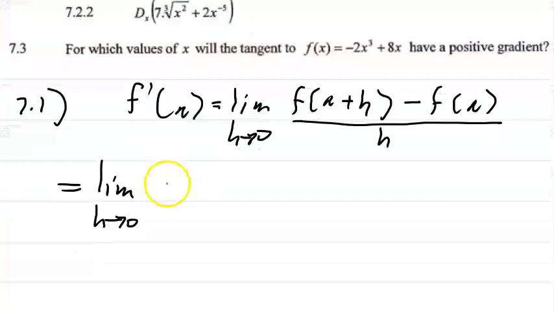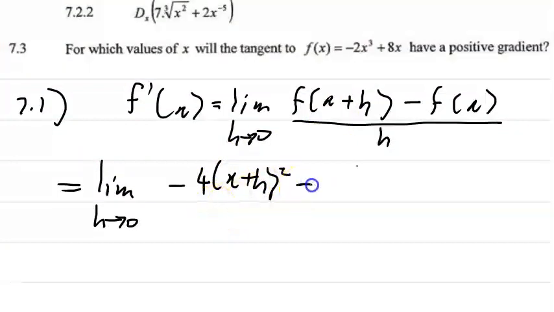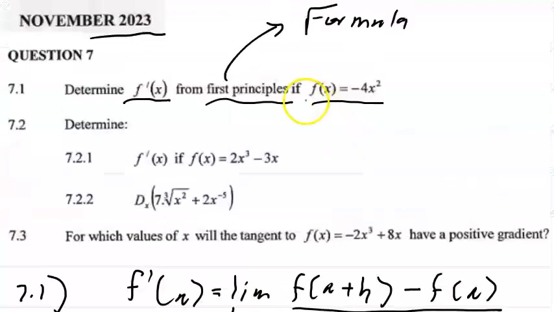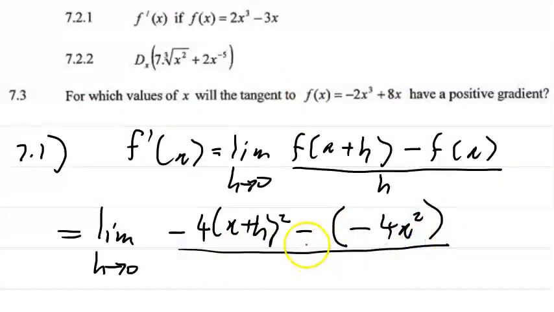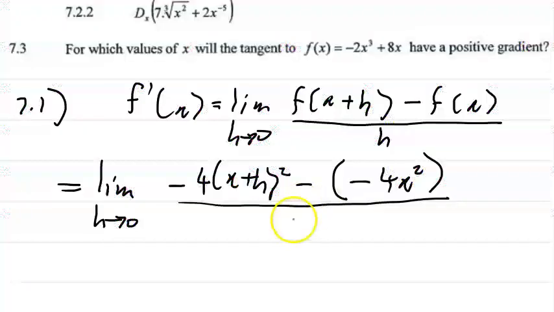So we got minus 4 into x plus h all squared minus f of x. So use brackets now. What is f of x? F of x is this, minus 4x squared. So write that down, minus 4x squared. Make sure you're using brackets because you can see what's going to happen here. When you open these brackets out in your next step under simplification, you're going to get a negative times a negative, which is now going to be positive. So let's complete this. So that's over h.